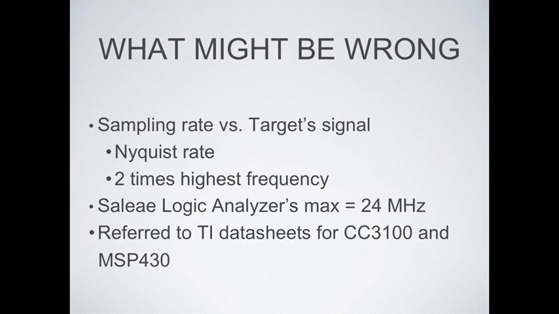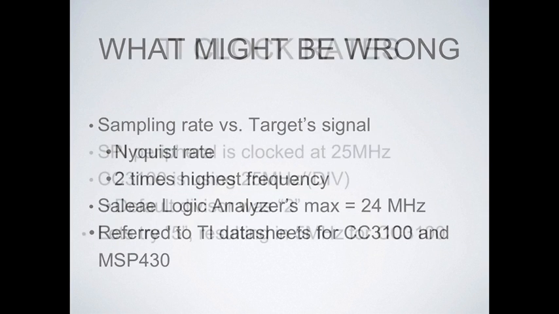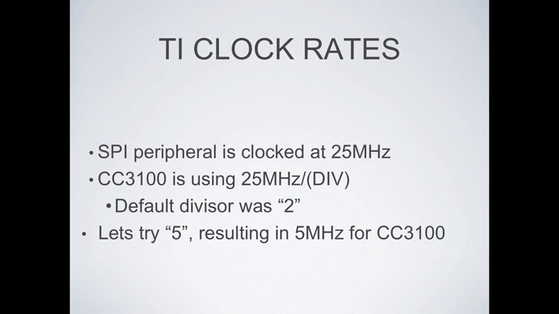So I wondered what was wrong with this. I need to take a look at the data sheets for the CC3100 and the MSP430, and see what the clock rates look like. Because when you sample anything, you need to be at least 2 times the highest frequency. You always have to sample at something equal to or greater than the Nyquist rate.